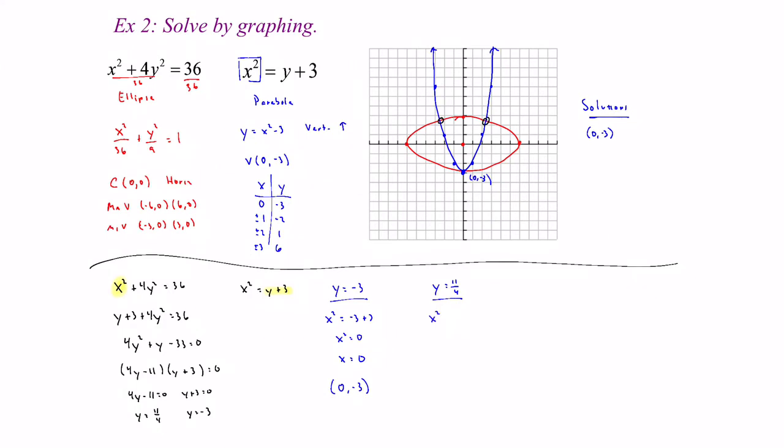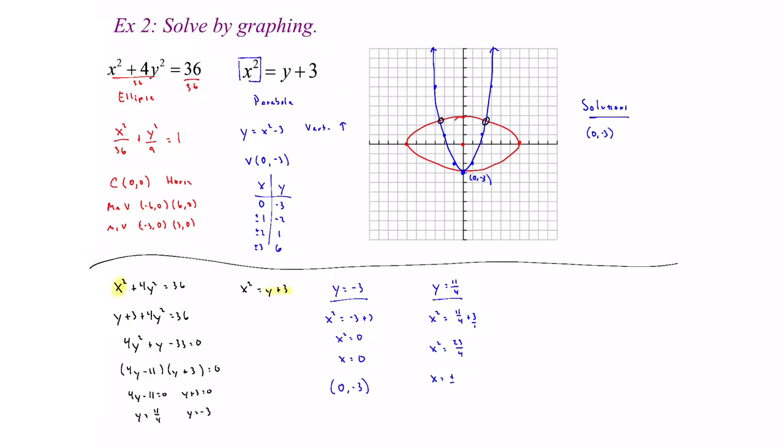So I'll do the same thing, plug that into the parabola equation. x squared is equal to 11 fourths plus 3. And so that's x squared is equal to, find a common denominator. It'd be 4, so 12. So it looks like 23 over 4. Take the square root of both sides.